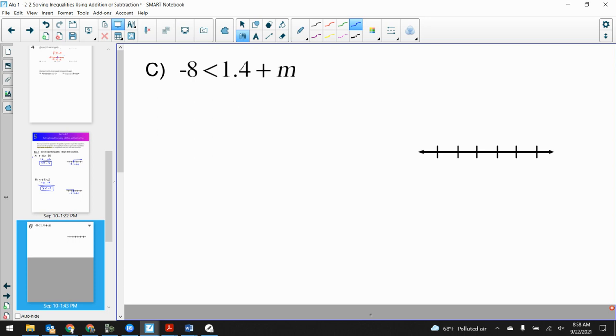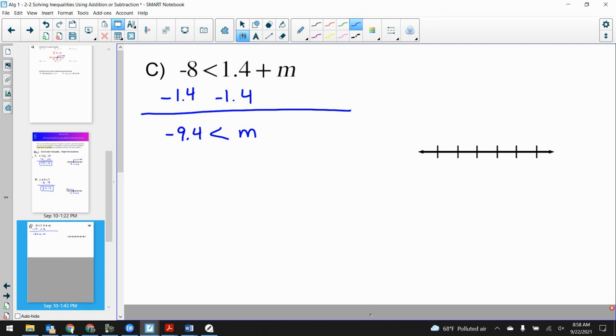I've got -8 is less than 1.4 plus m. How do I solve this inequality? Subtract 1.4 from both sides. And that gives me -9.4 is less than m. Again, it's going to be extremely important that we stay organized with your work. Make it nice and clean and clear, so I can give you partial credit if you need to.